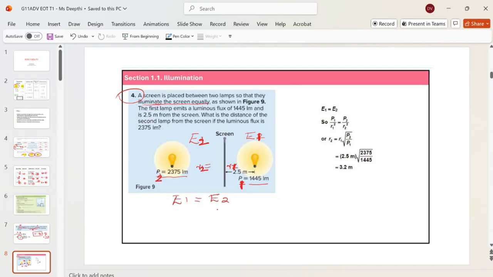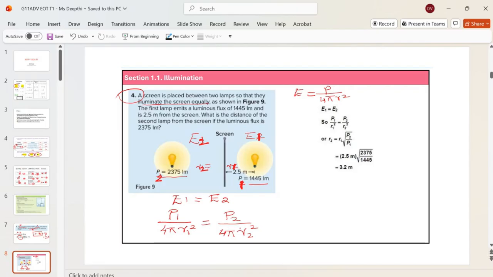So we start with E1 equal to E2. Since the P and the R are given, we are going to start with the equation E is equal to P by 4 pi R square. This is the equation between E and P, right? You have 1 mark for writing the equation and equating it. So first you have to write the equation of E1, which is P1 by 4 pi R1 square, equal to, for the second bulb, P2 by 4 pi R2 square, right?